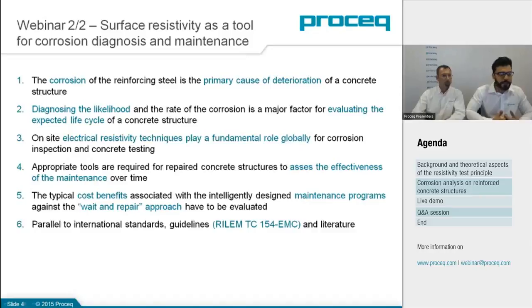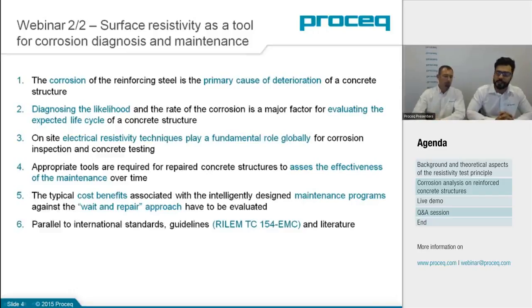As you can probably imagine, corrosion of the reinforcing steel is the main cause of deterioration of any type of concrete structure. And being able to diagnose the likelihood and the rate of the corrosion gives a very good idea for evaluating the expected life cycle of our concrete structure.